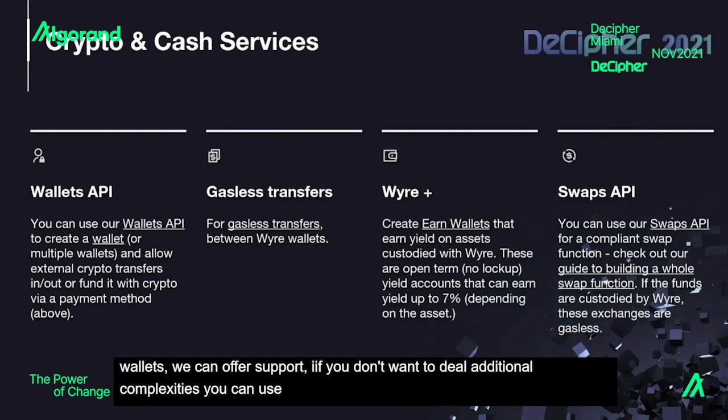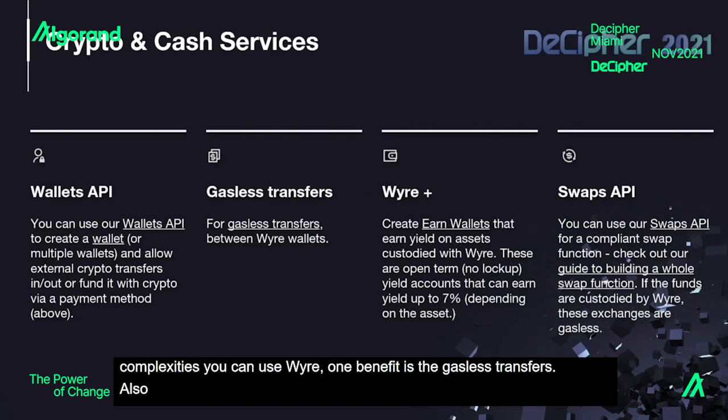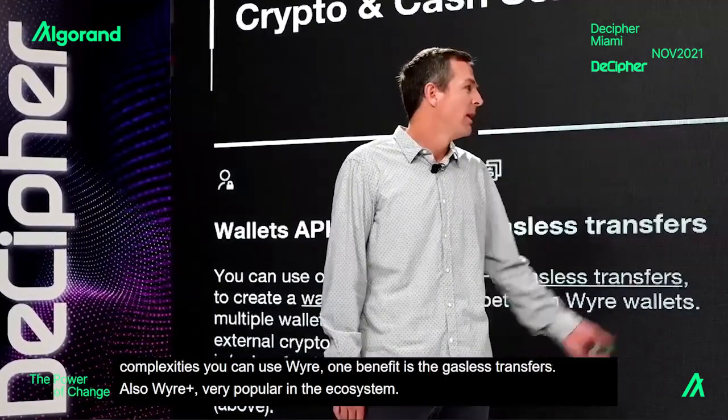One benefit, of course, with that is you'll get gasless transfers. So with Algorand, fees are low, so not as big of a deal. But if you're dealing with any other assets or tokens, that may be a nice feature for you. Also Wyre Plus. So this is a yield generating wallet, very popular in the ecosystem. I think we all know the growing demand for these type of services.